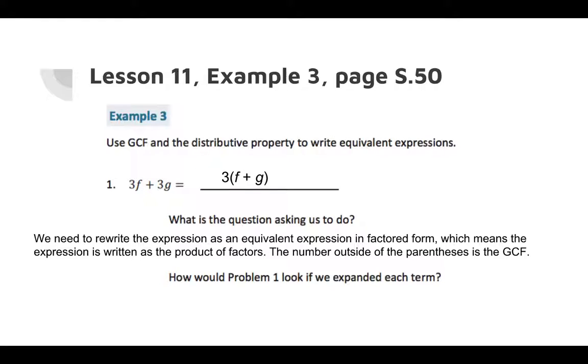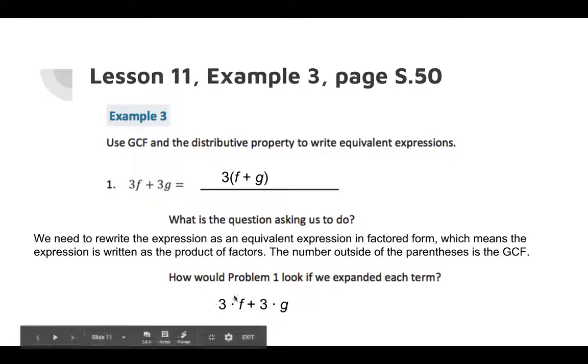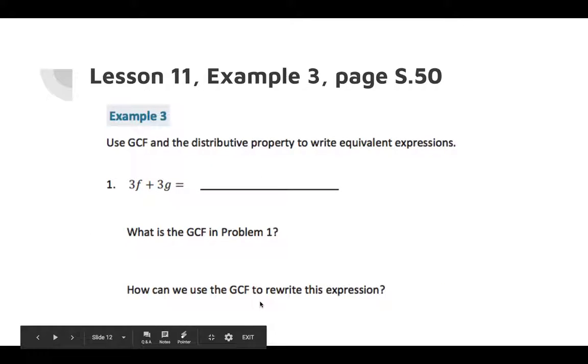What does that even mean? The number outside the parentheses is the greatest common factor. Okay, so this is your greatest common factor. So this is written as a product of factors. So 3 times F plus G. How would problem 1 look if we expanded each term? That would look like 3 times F plus 3 times G.